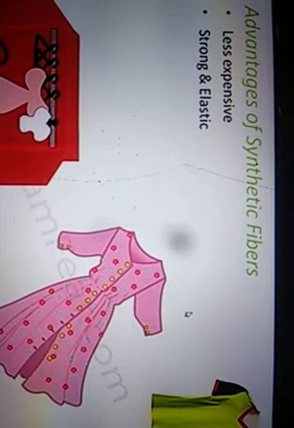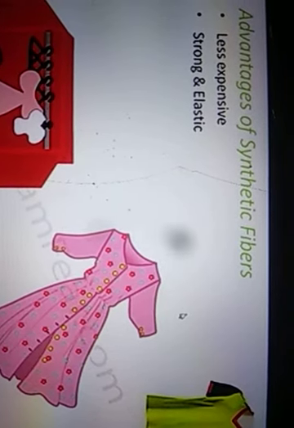Because of the pores, when you wash that particular garment, it tends to become worse. But at the same time, wearing pure cotton cloth is far more comfortable when compared to the synthetic fiber.